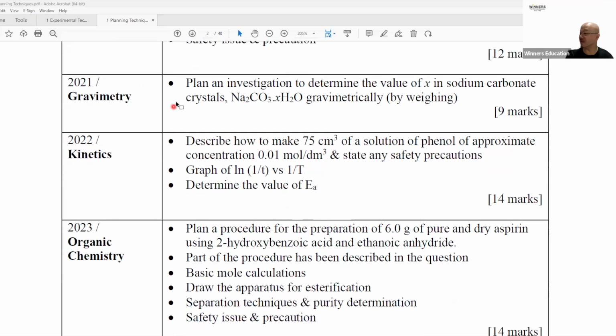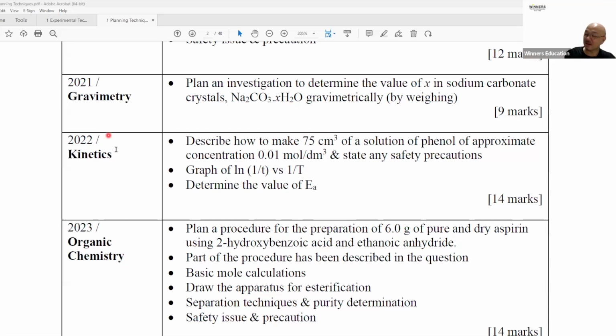In 2021, gravimetry came out, so every year is a bit different. The question: plan an experiment to determine the value of x in sodium carbonate. We did the practical experimental technique, so you should know how to do it. Replicate the one they give you, replicate the table, everything, and that's your 9 marks. Write two A4 pages of bullet points, tables, maybe with a diagram.